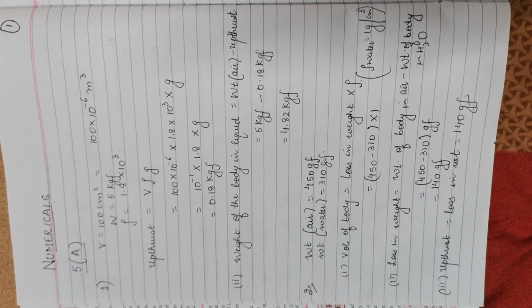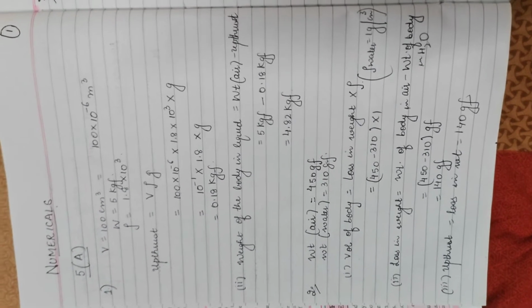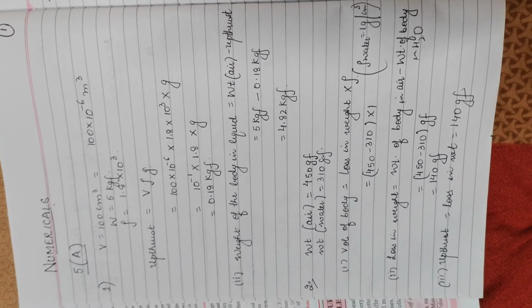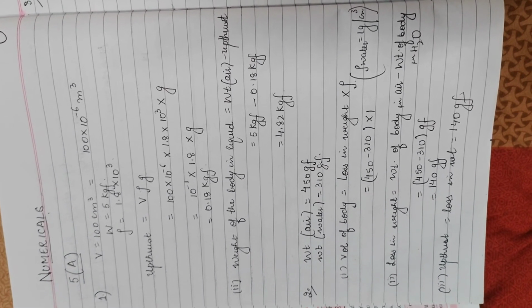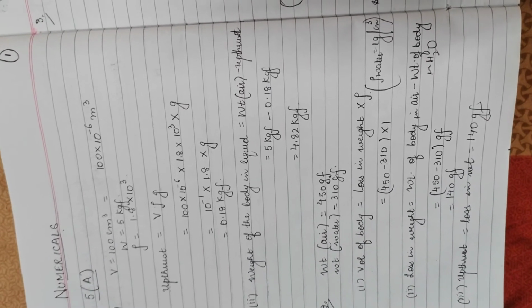Second question: a body weighs 450 gf in air and 310 gf when completely immersed in water. We have to find the volume of the body, the loss in weight of the body, and the upthrust of the body. So let's focus first on the volume of the body.